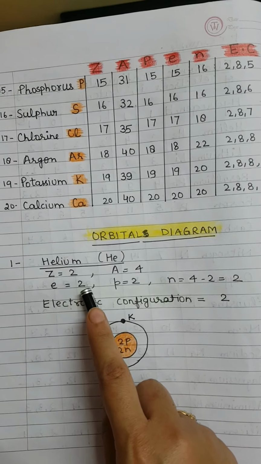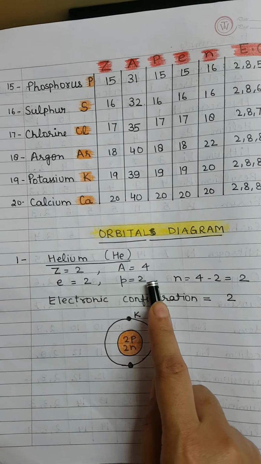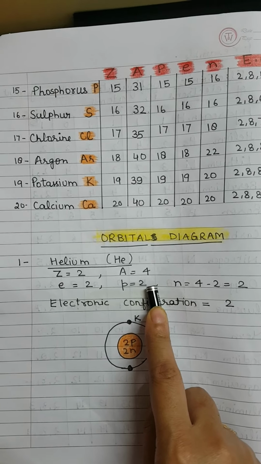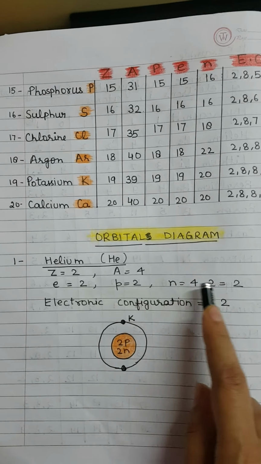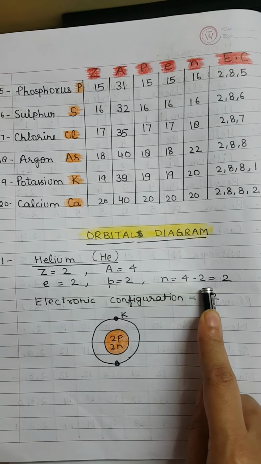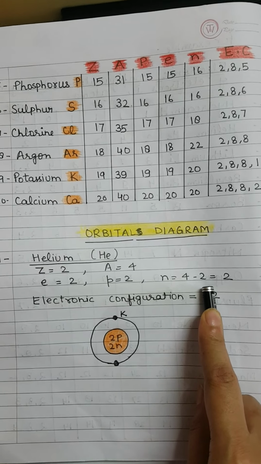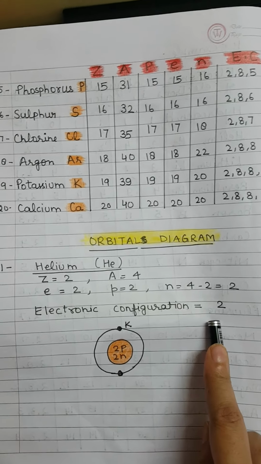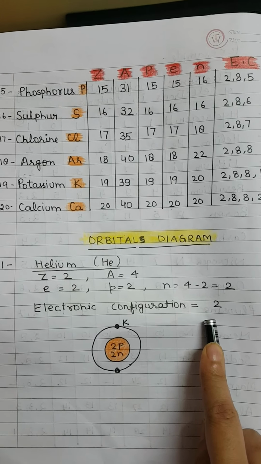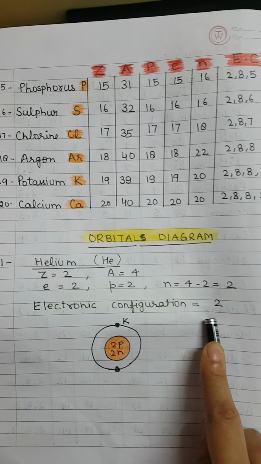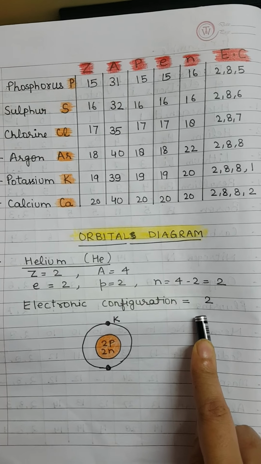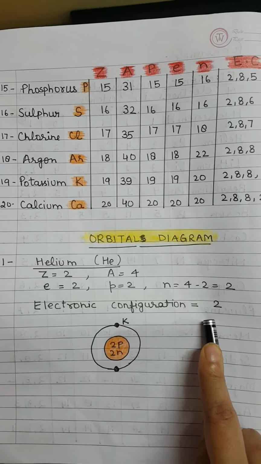Now, how to find out the electrons and protons? If you know the atomic number, you will easily find out the number of electrons and number of protons. How will you find out the number of neutrons? A minus P. 4 minus 2 is equal to 2. Electronic configuration, maximum electrons 2. That means these 2 electrons are present in the K shell only. K shell, first shell. And maximum electrons according to the formula 2n square, that means 2.